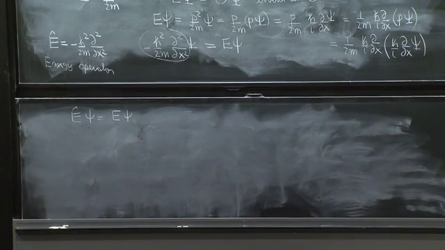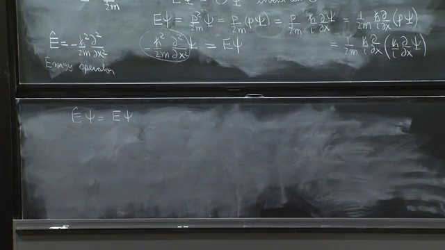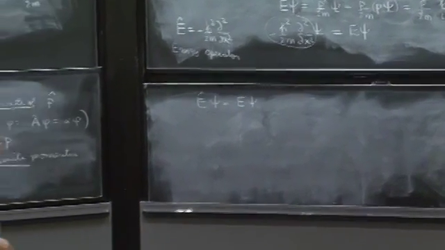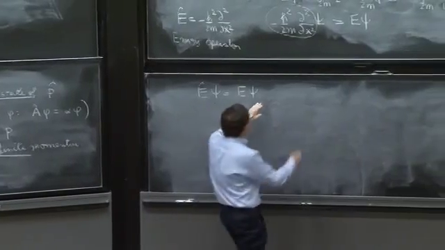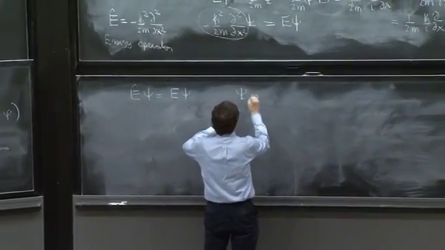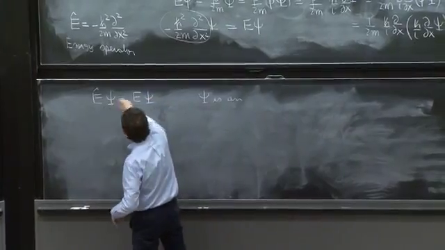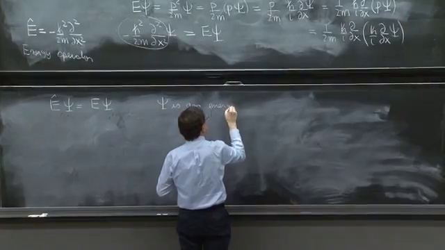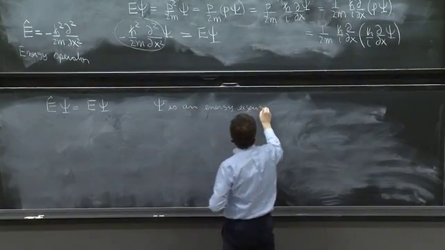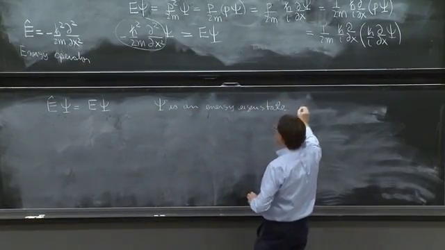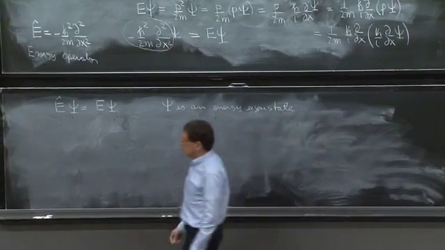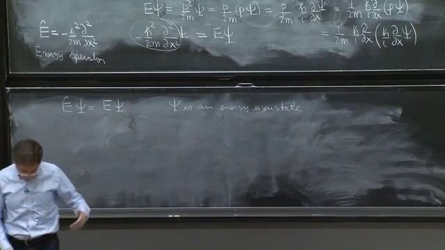So this state, again, is an energy eigenstate. Energy operator on the state is an energy times the same state. So psi is an energy eigenstate, or a state of definite energy, or an energy eigenstate with energy E.